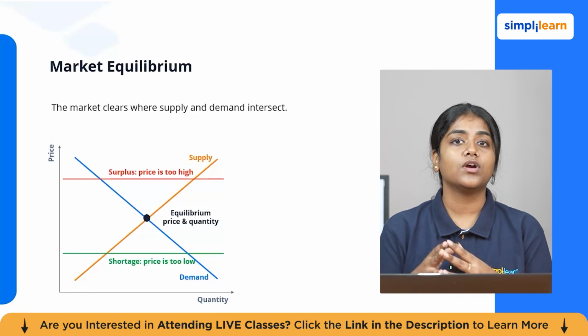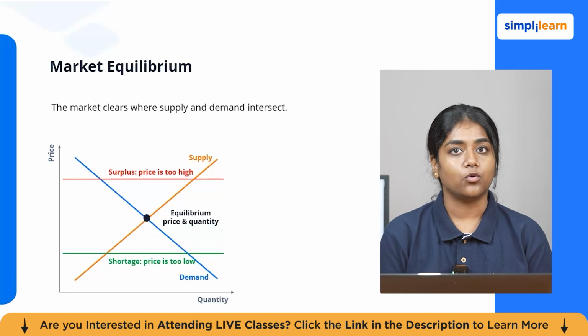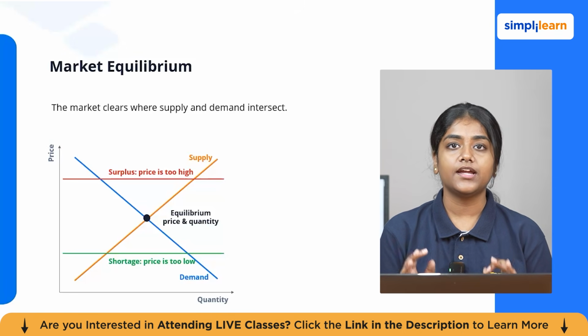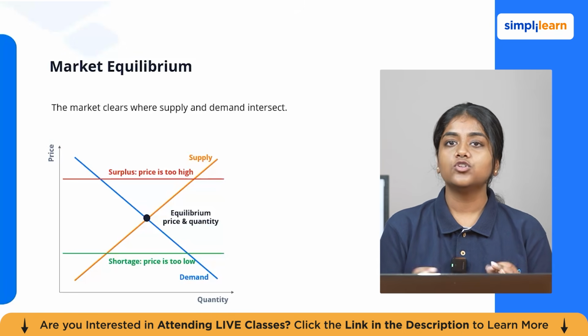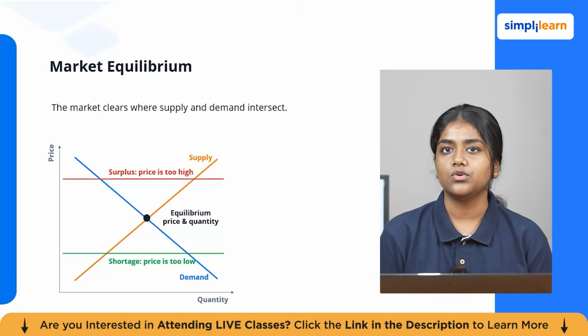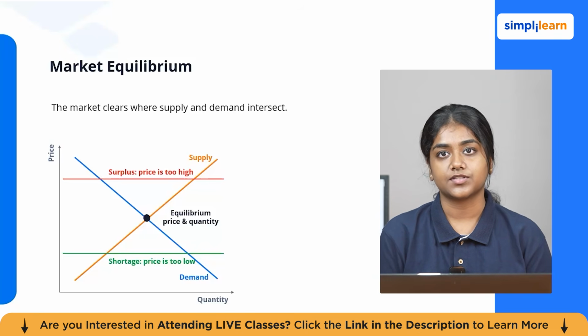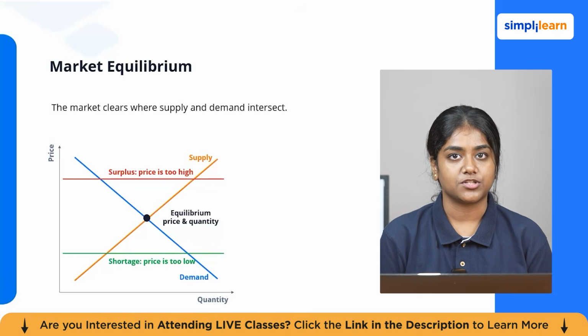Below equilibrium, you get a shortage. Consumers want to buy more than producers are willing to supply, creating upward pressure on price. So markets naturally tend to move towards equilibrium over time unless something interferes, like price controls or supply disruptions.